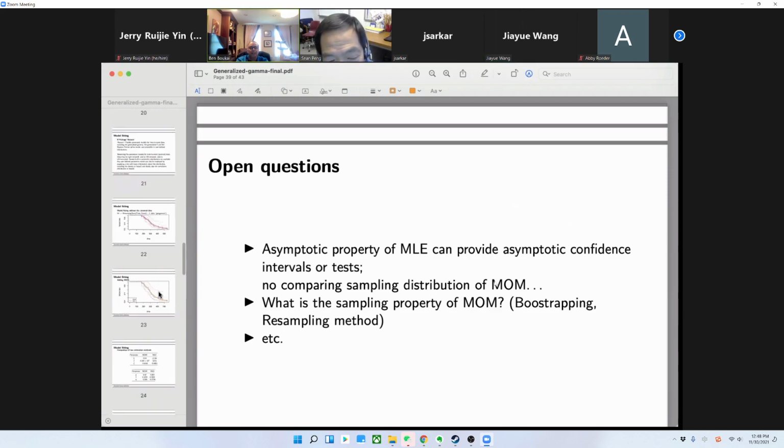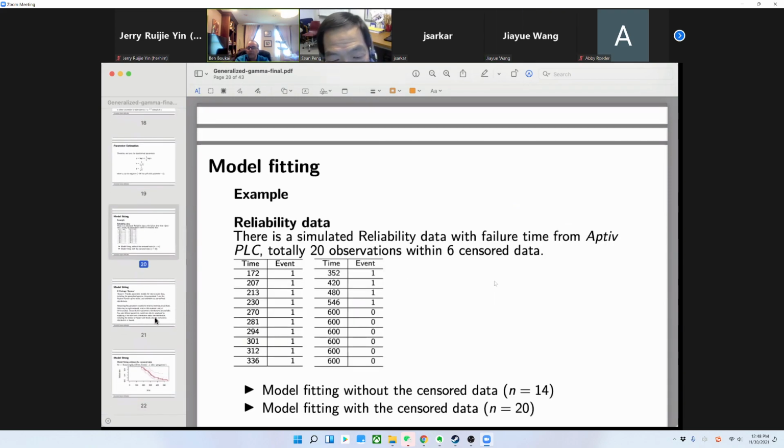This was actually pitched to us by the company Aptiv PLC. One of our previous students, David, I forgot his last name, is working there, and he came in with this question. They have this type of data with censoring, and asked how to model it. The traditional Weibull distribution did not seem to work well. Naturally, there was a discussion about the generalized gamma.